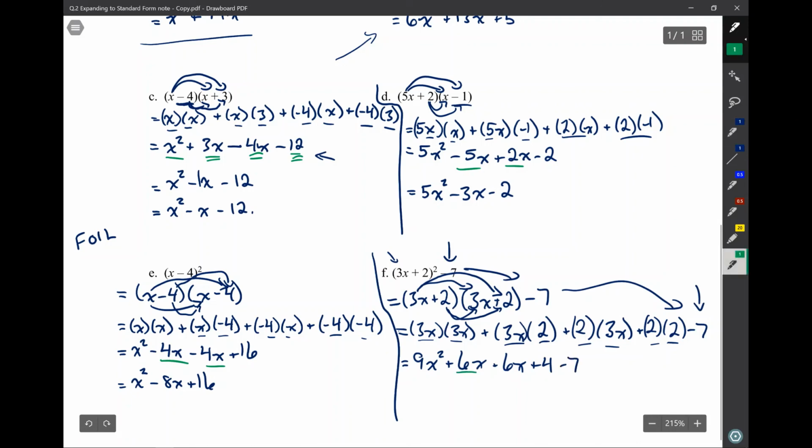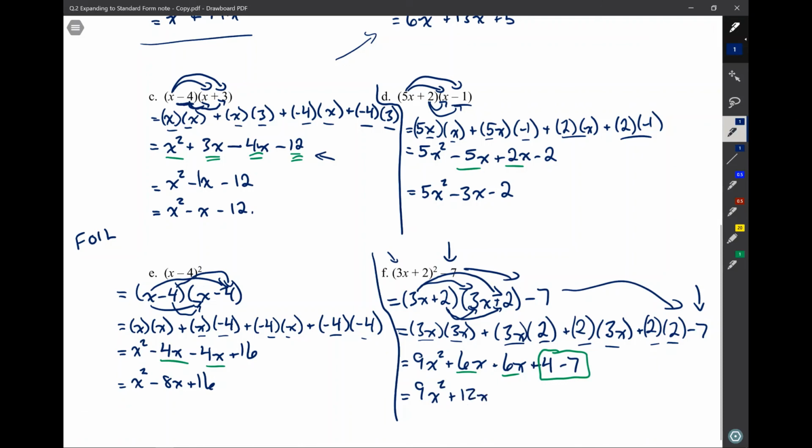Now I can collect my like terms. I have my first two terms there. And actually, I see two more like terms that have popped up. That's plus 4 and minus 7 there. So this equals 9x squared, that's still a unique term, plus 6x plus 6x, which is 12x, plus 4 minus 7, which is minus 3. So that's how it looks here.